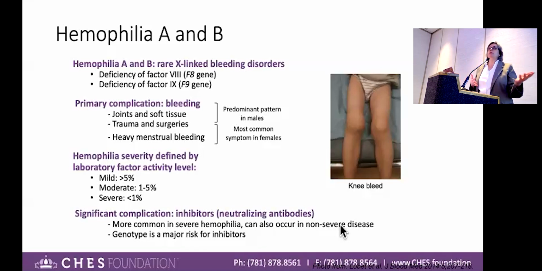But I wanted to point that out because there's a lot of textbooks that say the main complication is inhibitors, which is very, very important. But really the main complication is bleeding, and then we're going to talk about inhibitors. The other thing is, how do we define hemophilia?